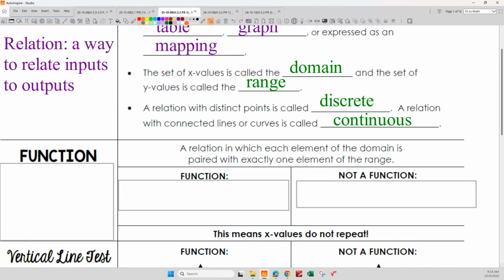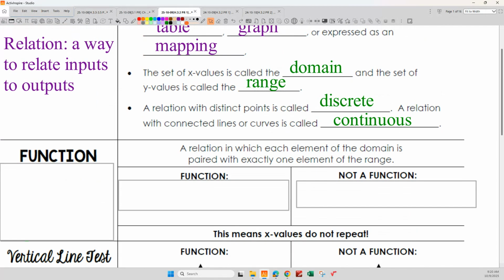Now, what about a function? A function is more specific. Functions are special types of relations, so they're a subset of the set of all relations. All functions are relations, but not all relations are functions. What has to be true about the relationship between the inputs and outputs for a relation to graduate to the point of being a function?